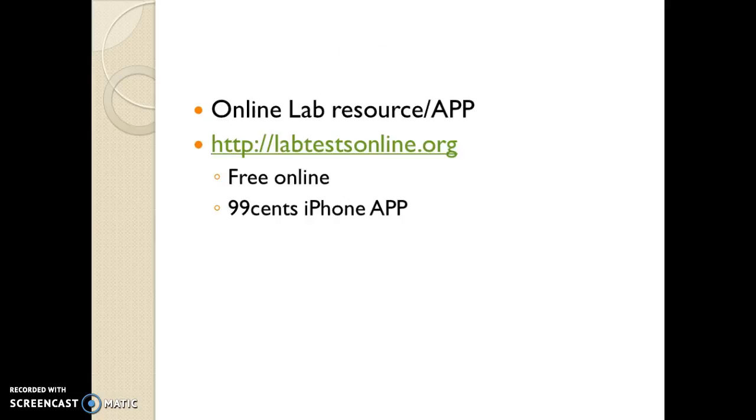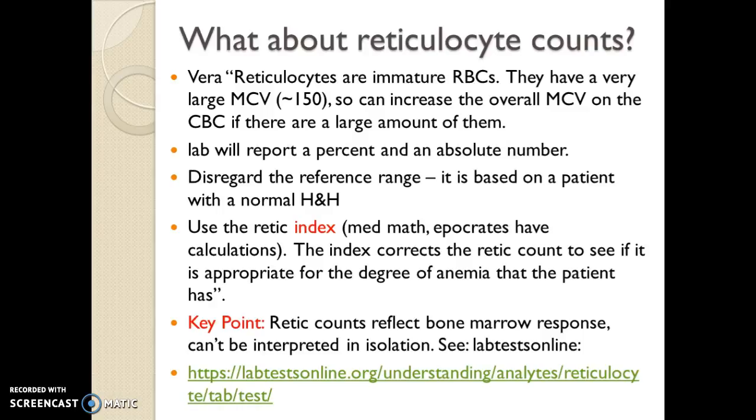There's also an online lab resource, which I've already introduced you to, which can help you sort through some of these things. So some people also want to know about reticulocytes, and if you view the video that I've put on the recommended readings, which is the deep digging into evaluating for anemia, that speaker talks a lot about reticulocyte counts. Keep in mind that reticulocytes are immature RBCs. They have a large MCV, so they can increase the overall MCV if there's a lot of them.